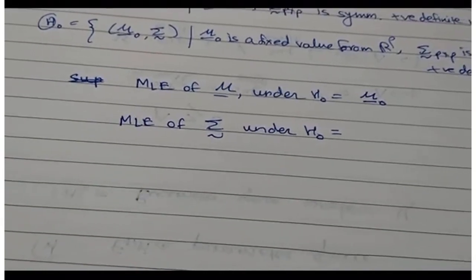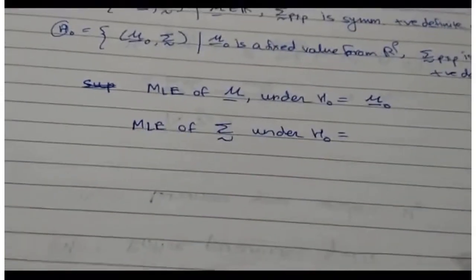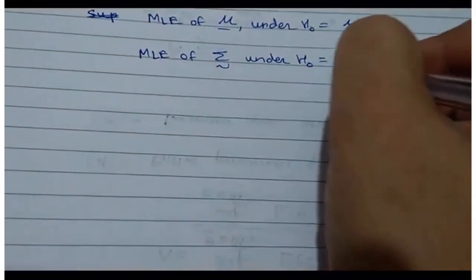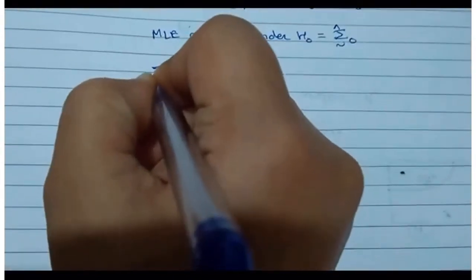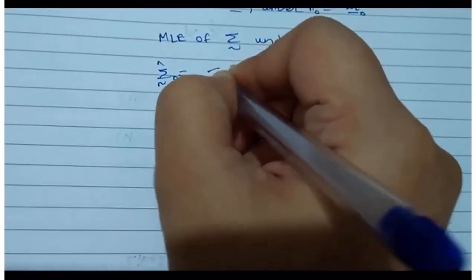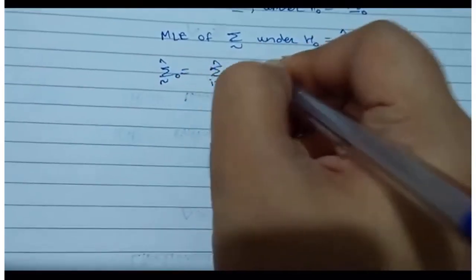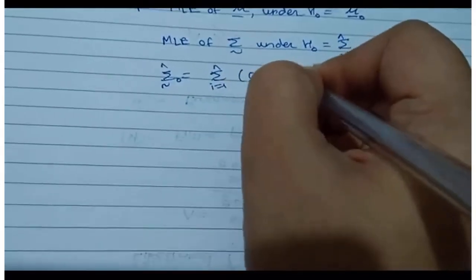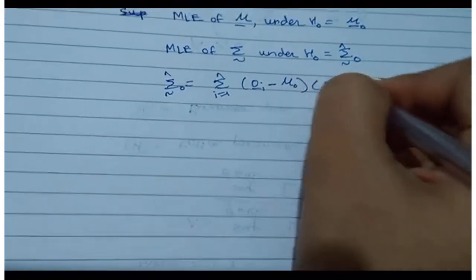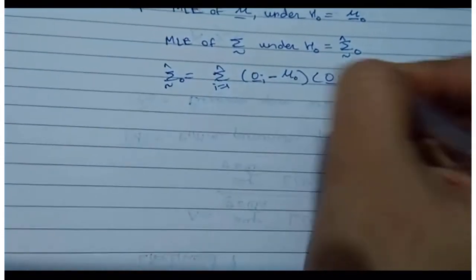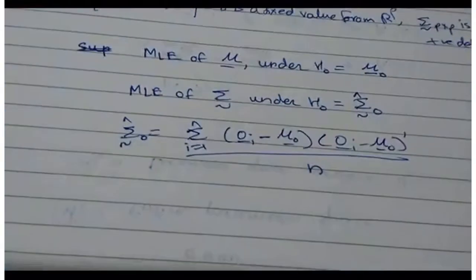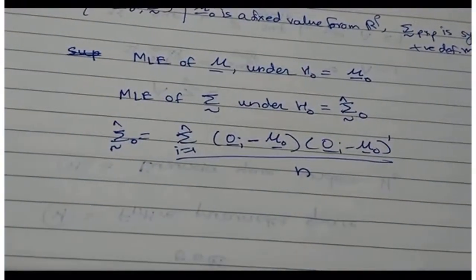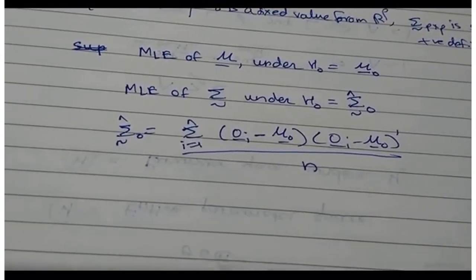So you have to follow exact same things, and you have to find out MLE sigma naught hat. As I said, this is homework, so I'll just directly give you the answer. Sigma naught hat turns out to be summation i going from 1 to n (y minus mu naught)(y minus mu naught) prime upon n.